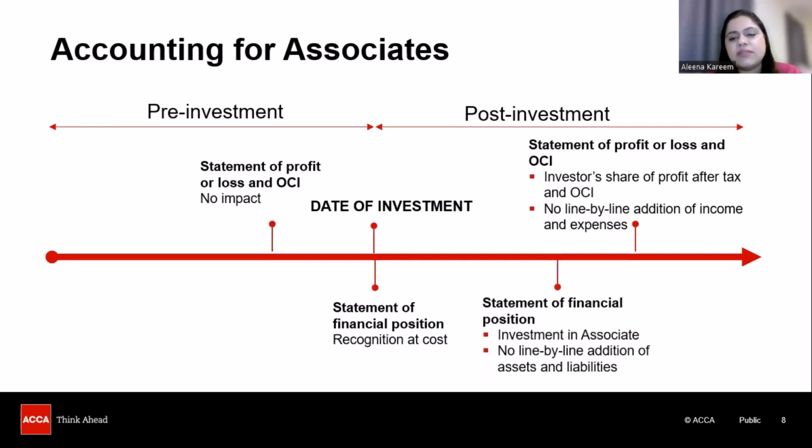And in case of statement of financial position using the equity method of accounting, we have a tab in the non-current assets, which is called investment in associate. In that, all the working related to investment in the associate is shown, one final figure. And there is no line-by-line addition of assets and liabilities because there is no control existing over here.